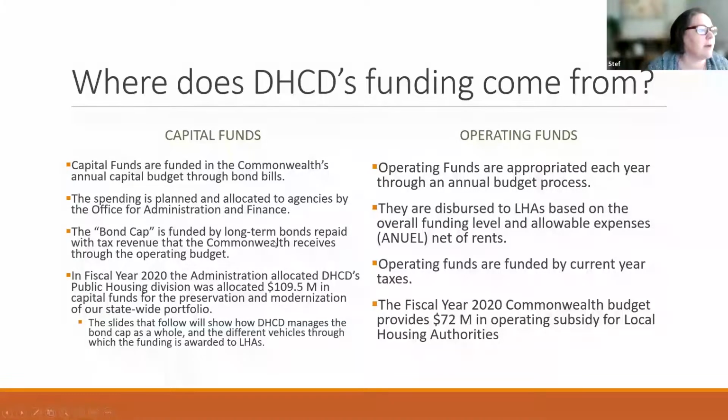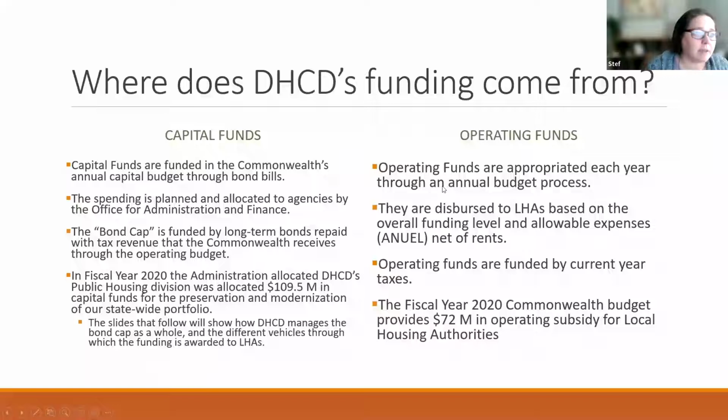It's funded by long-term bonds that are repaid with tax revenue that the Commonwealth receives through the operating budget. And that's the Commonwealth, like the state's ongoing operating budget, is where we get those funds. For example, in fiscal year 2020, the administration allocated DHCD's public housing division $109.5 million in capital funds across the whole Commonwealth. And I will show you in the following slides exactly how that's portioned out.